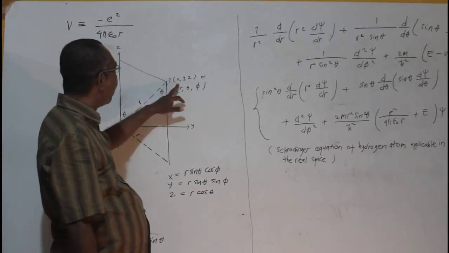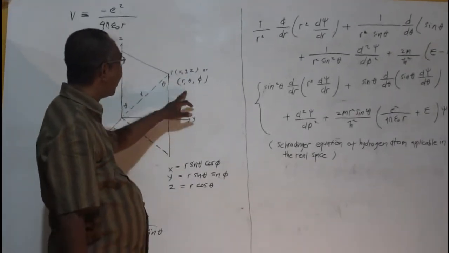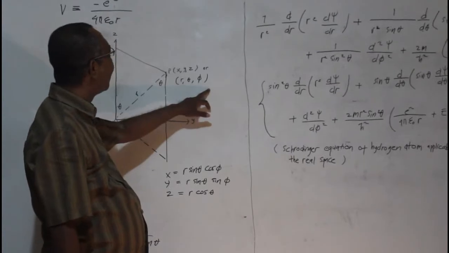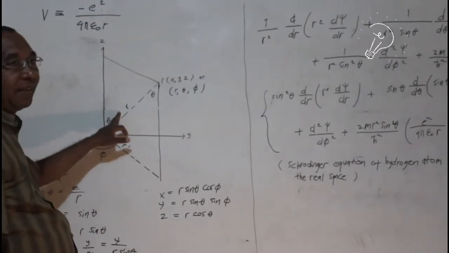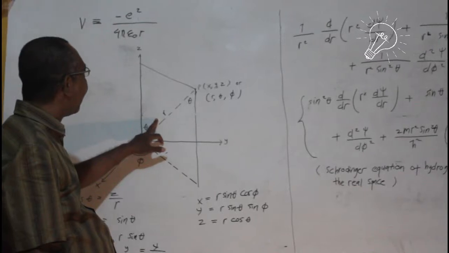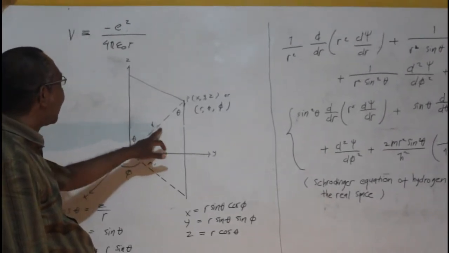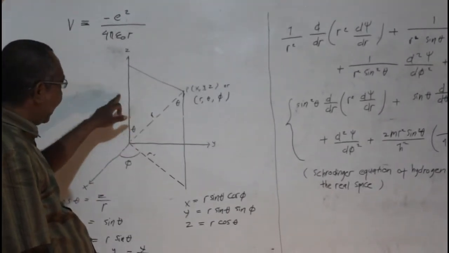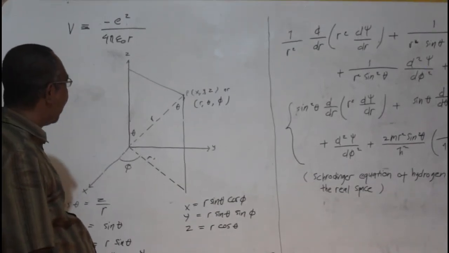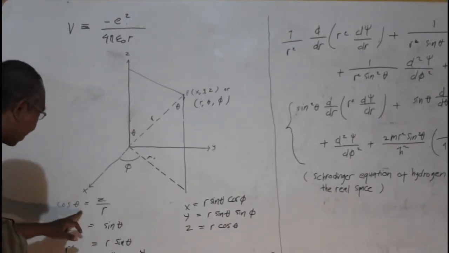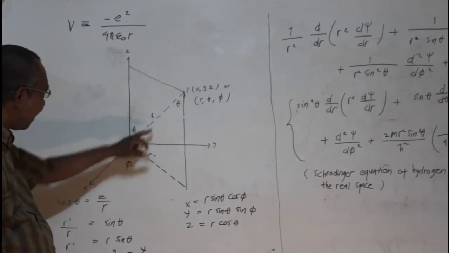This is coordinate point P, x, y, z, or r, theta, phi. This is theta, the zenith angle, that is the angle formed by the radius vector and the z-axis. Based on this description, we find that cos theta equals z over r.